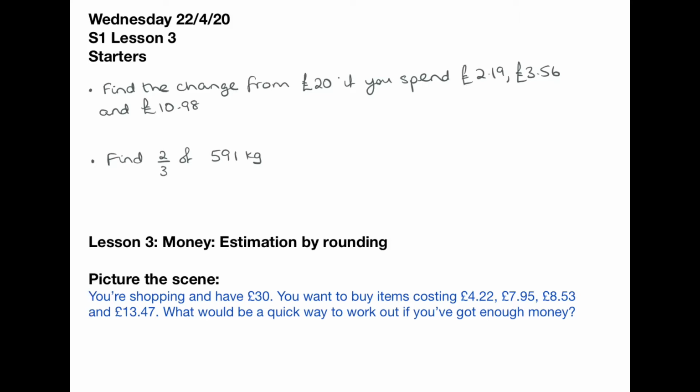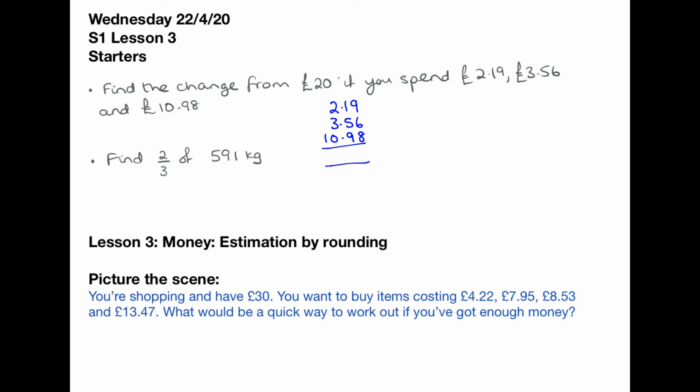So if we want to work out the change from £20 when we've spent those, then we need to know what our total is. So it would make sense to add these three amounts up. So we're going to do £2.19, £3.56 and £10.98. We're going to add all those up. So we've been practicing this week anyway, haven't we? Adding and subtracting different amounts of money. And let's just notice here that when I've written these amounts down, I've put my decimal points all in a line and fitted the numbers around them.